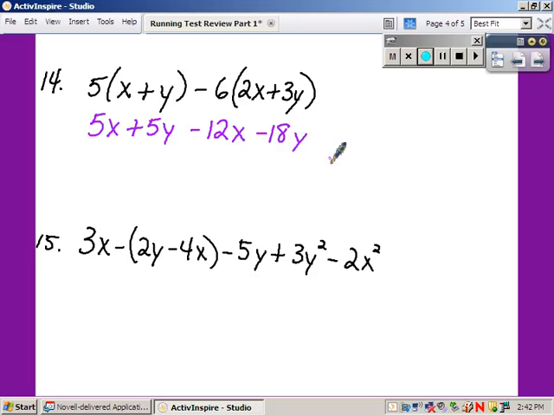And since there's no more multiplying or anything to be done, it's only combining like terms. So as you can see, we have an x here and an x here. We put them together, 5 and negative 12 gives us negative 7x. And we have a y here and a negative 18y here. So 5y and negative 18 is negative 13y. And since we can't combine any more terms, we are done.